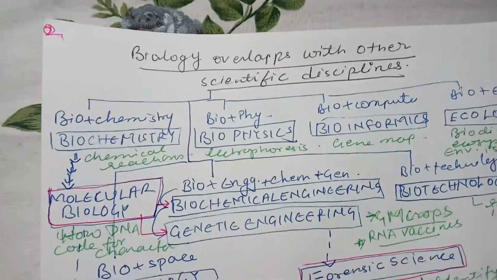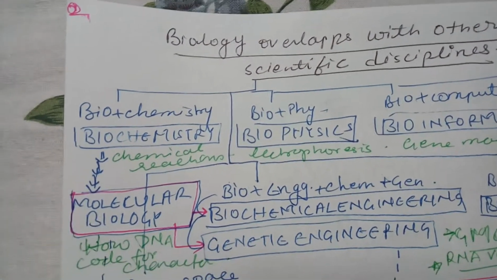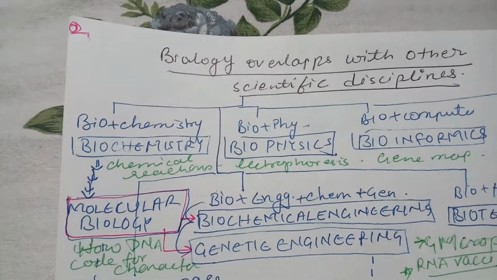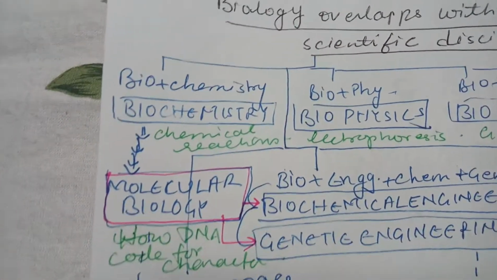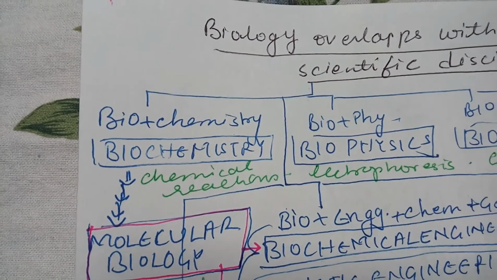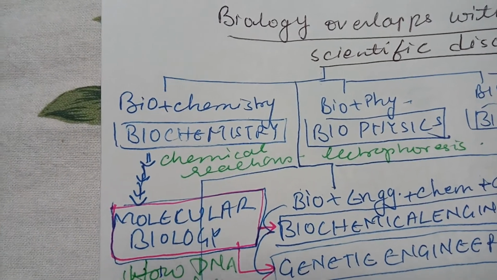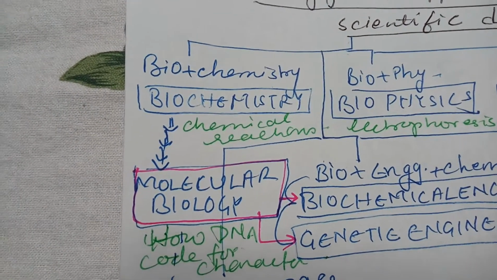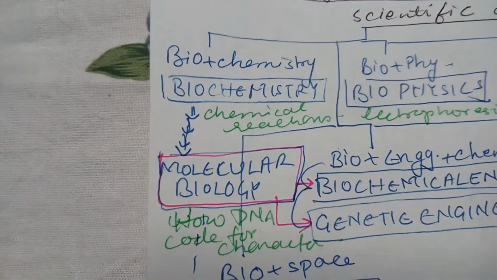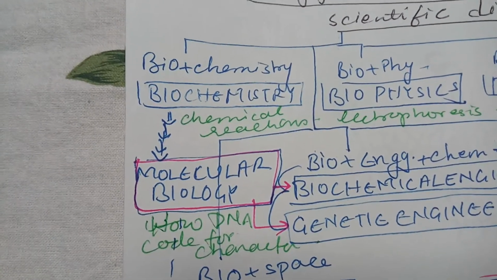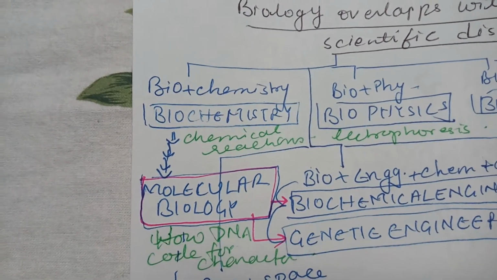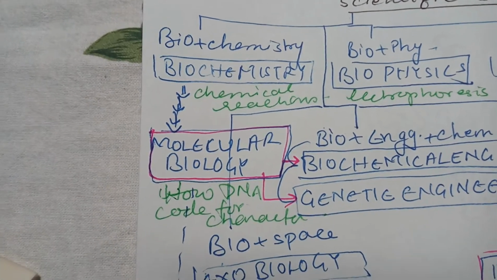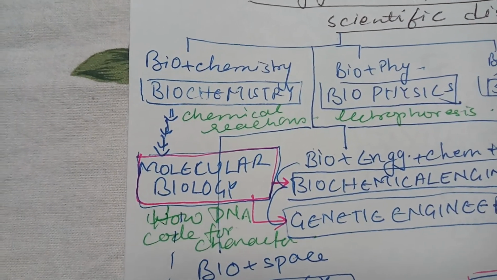So biology and chemistry. You will find a lot of chemical reactions taking place in living organisms. So you are studying the chemistry of life, and that is what is called biochemistry. Like how the energy is released from the glucose, how we are getting the energy, how the glucose is stored in the body, that is part of biochemistry.